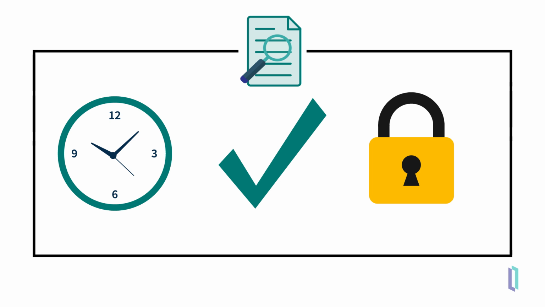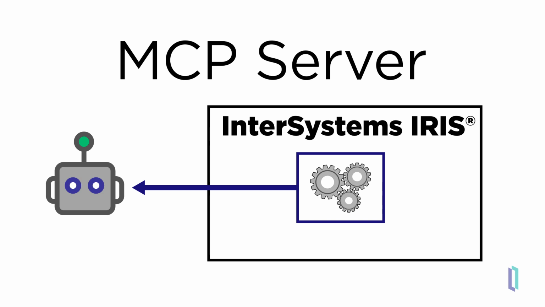The other feature of the AI Hub is the MCP server, which allows you to securely expose InterSystems IRIS data and business logic so that agents or other external MCP clients can integrate this logic into their workflow. Let's see how the MCP server works in a real-world example.